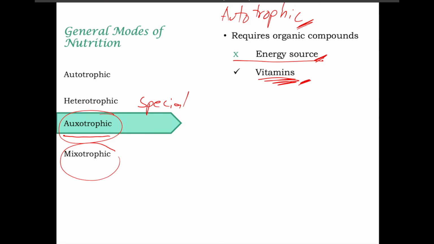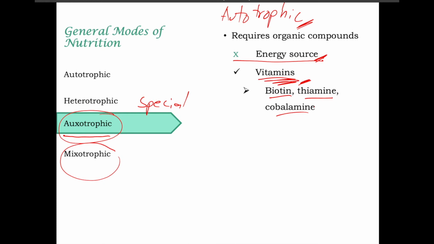So they need to ingest this organic material as a source of vitamins, as a source of biotin, thiamine, and cobalamins. So they need to ingest food as support for their nourishment, not as an energy source. Okay? Because they are autotrophic, they can produce their own food, but they need to ingest this just to get those vitamins. So they are auxotrophic organisms.